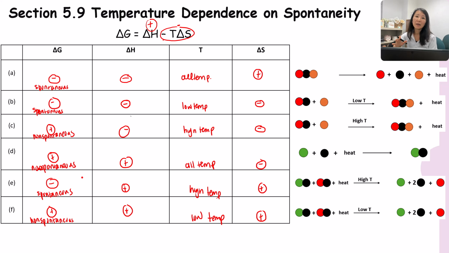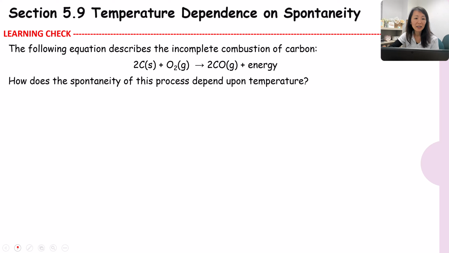So take this table and think about it for a moment. If you want to go back and try this out again, you can. And we're going to move on to the learning check. In this learning check, it says the following equation describes the incomplete combustion of carbon. So here's my carbon with oxygen forming carbon monoxide, and energy is released. How does the spontaneity of this process depend on temperature? So think about it for a moment. You see how this is going.